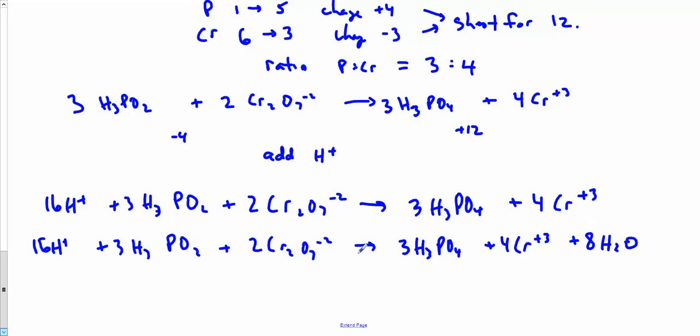Now I cross my fingers and I hope that the number of O's works out here. Here I've got 6 and another 14 makes 20. Here I've got 12 and another 8 makes 20. The O's balance, the Cr's balance, the H's balance, the P's balance. This thing is balanced for atoms, it's balanced for charge, and it's balanced for electrons passed, because the ratio here is 3 to 4.